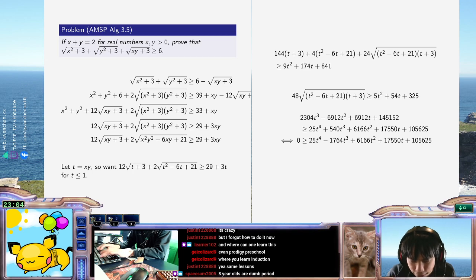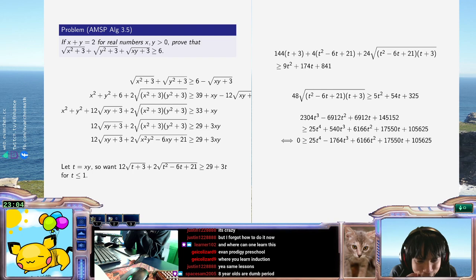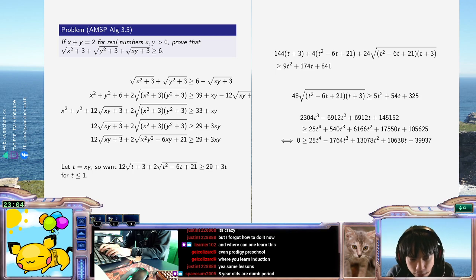Okay, 39937 I think is this coefficient, minus. 8-year-olds are dumb, period. That sounds about right. 39527. No.